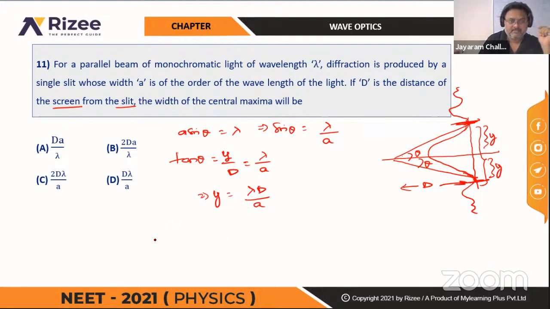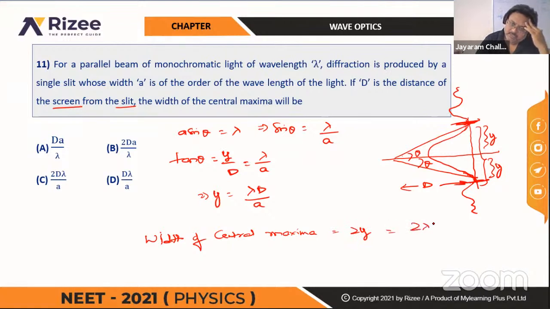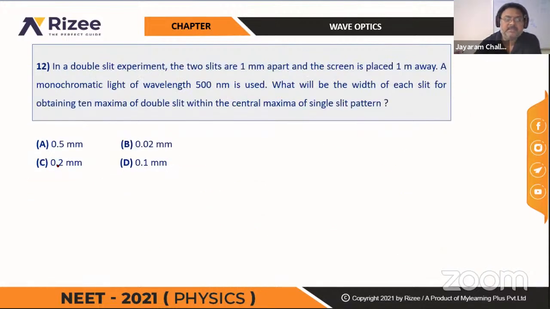But we need the width of the central maxima. So the width of the central maxima is 2y. That implies your answer will be 2 lambda into capital D by a, where a is the width of the slit. 2D lambda by a. This is our relationship. Next one.